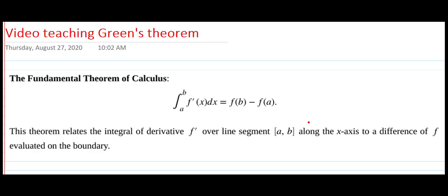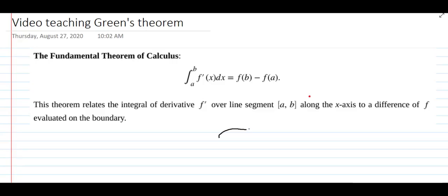The fundamental theorem of calculus says that if we want to get the integral of the derivative of a function f between A and B, the integral will always be equal to the antiderivative, which is f, and it only depends on the terminal and the initial points of f over this segment.